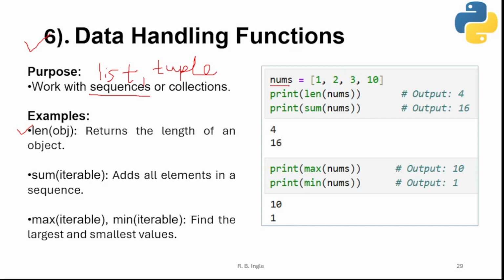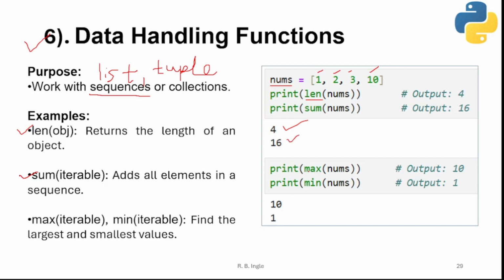Like nums is the variable containing 4 values, 1, 2, 3 and 10. So there are a total of 4 values inside this. So when I write len of nums, it will give you the length of the list. So it is telling that there are 4 elements. Now the second is sum. Sum tells you the total sum of the values present inside this. So 1 plus 2 plus 3 plus 10 gives you 16. So it is giving 16 here.